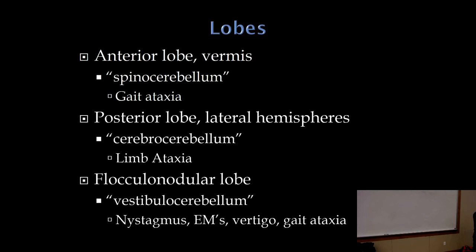And then the flocculonodular lobe is sometimes called the vestibulocerebellum because it communicates so much with vestibular nuclei. Vestibular nuclei are very important for regulating eye movements. And so if we have a problem with the flocculonodular lobe, these patients tend to have nystagmus. Their eyes kind of jiggle. We have a variety of eye movement problems that I won't talk about that can occur from lesions there. And anytime you have nystagmus and you distort the vestibular system, from the patient's perspective, that creates vertigo. So a room spinning kind of sensation would be common with lesions here. And if you have vertigo, that's going to affect your balance, right? So they're going to have some gait ataxia as well.